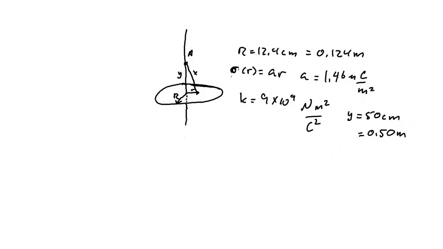So we have a disk of charge that has a non-uniform charge density that looks like this. Big R is the radius of the disk. Little r measures my distance out to my source point. Y measures the distance up to the field point. And X is the hypotenuse of that triangle formed by r and y. This is a 90-degree angle.